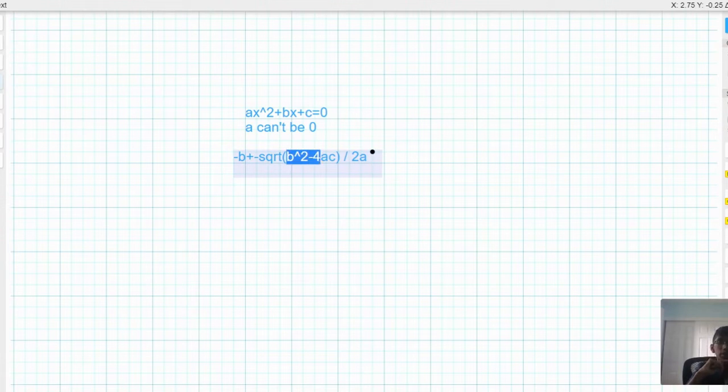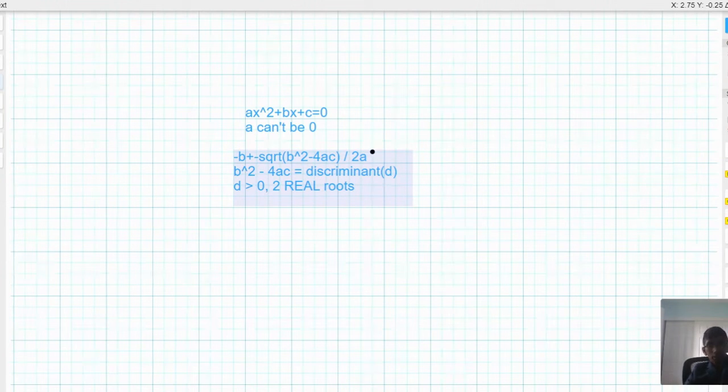However, see this little b squared minus 4ac term here? This thing is called the discriminant, because it discriminates how many roots a quadratic can have. I'm just going to refer to the discriminant as d. If d is greater than 0, then it has two real roots, meaning that it intersects the x-axis at two places.